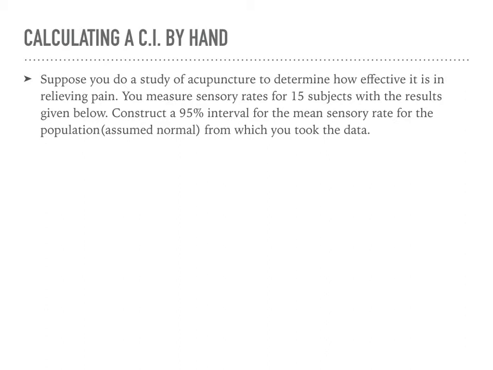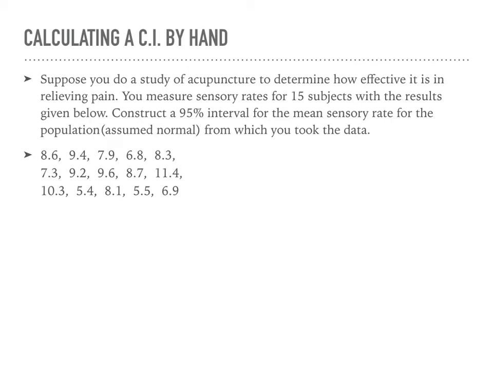Suppose you do a study of acupuncture to determine how effective it is on relieving pain. You measure sensory rates for 15 subjects with the results given below. Construct a 95% interval for the mean sensory rate for the population, which is assumed to be normal, from which you took the data. So we're given these 15 data values. If we want to do a confidence interval, we need a sample mean and a sample standard deviation. We know how to find these. It's been a little while, so let's review it.